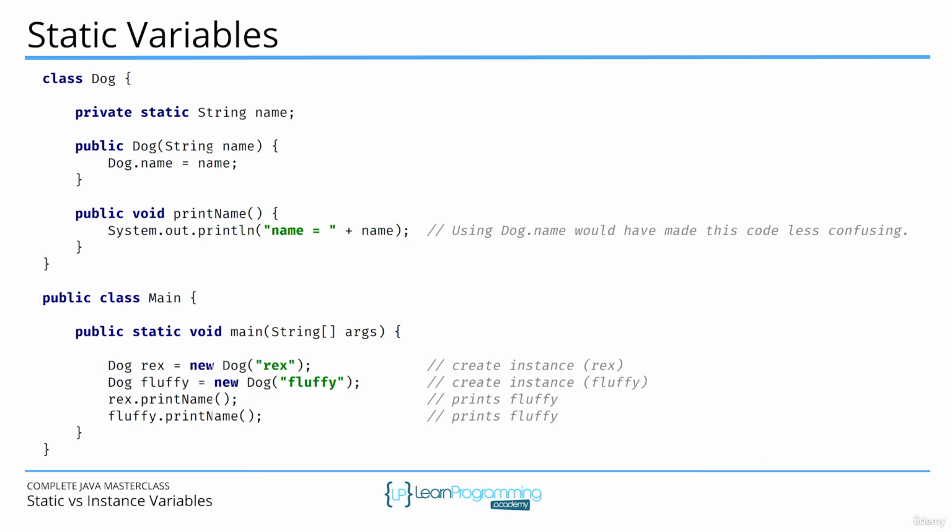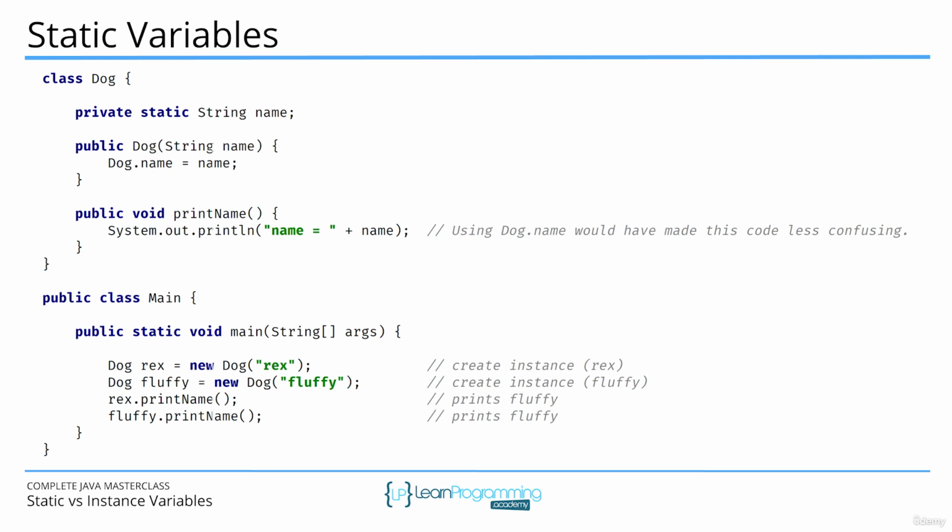Hopefully you can see how static variables can be used inappropriately sometimes, as in this example. Probably you were assuming that the dog's name would be associated with each instance of the dog, and therefore would be different for each one. One dog would be named Fluffy, and the other would be Rex. This is a scenario where using a static variable probably wouldn't be a good idea, and using a regular instance variable would make a lot more sense.